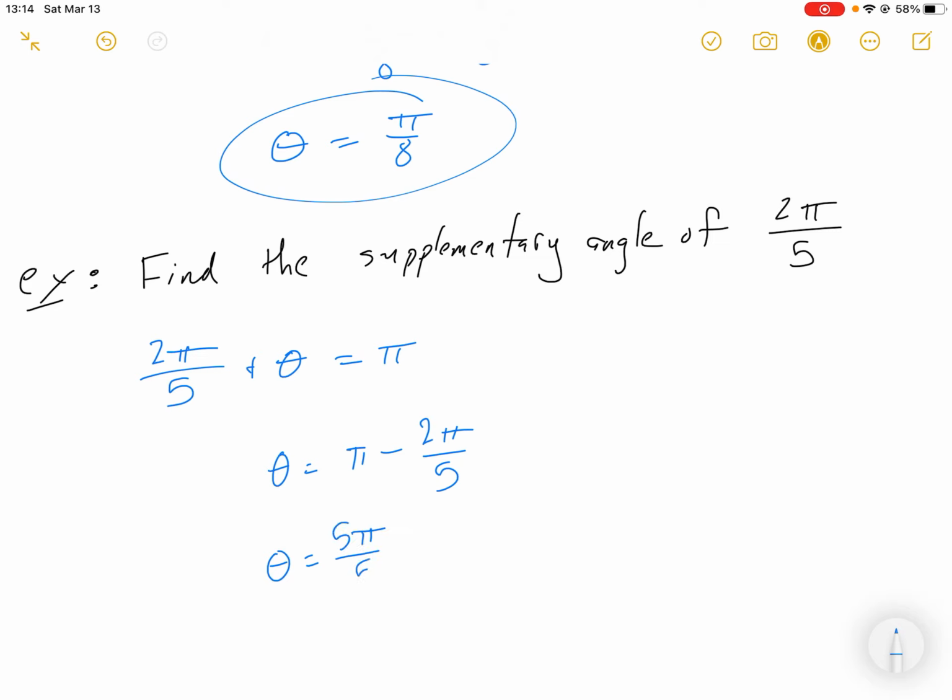So 1 pi is the same as 5 pi over 5, so we see that this is just going to be 3 pi over 5. Alternatively, you could use the calculator. You would do 1 minus 2/5, and that would give you 3/5, and then you just put the pi on there.